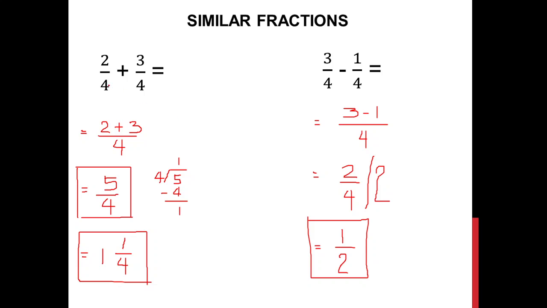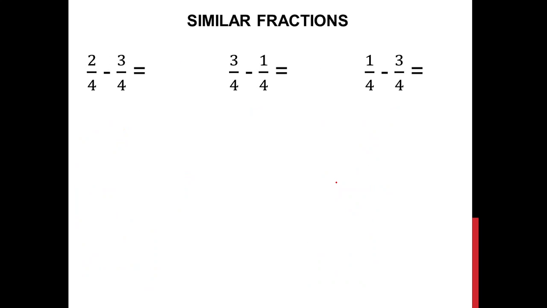So again, if we have the same denominator, both fractions are similar, so all we need to do is to add or subtract the numerators. Here are some other examples in similar fractions. So we have here similar fractions, the same denominator, so all we need to do is to copy the denominator and then subtract the numerator.